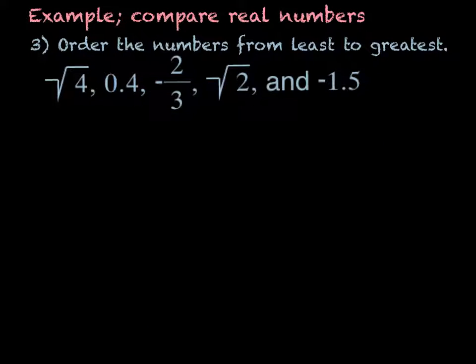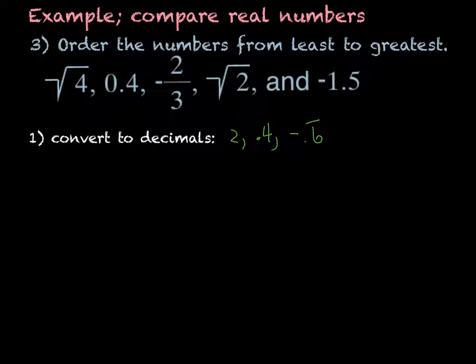For this next example, we're going to compare different types of real numbers in different forms. So what we want to do is order the numbers from least to greatest. Now, in order to do this, the easiest way is to start by converting them all to decimals. So if I convert them all to decimals, the square root of 4 is 2. 0.4 is already a decimal. Negative 2/3 written as a decimal would be negative 0.6 repeating.